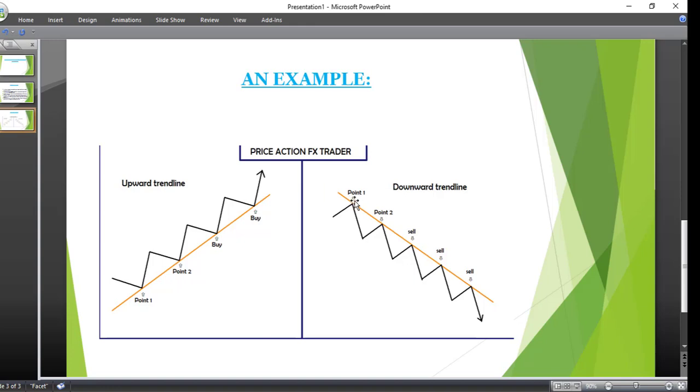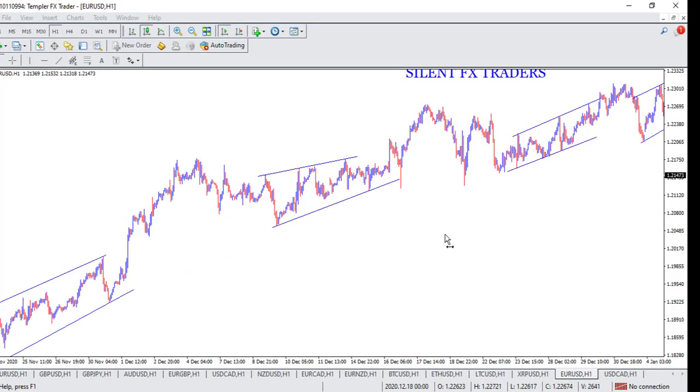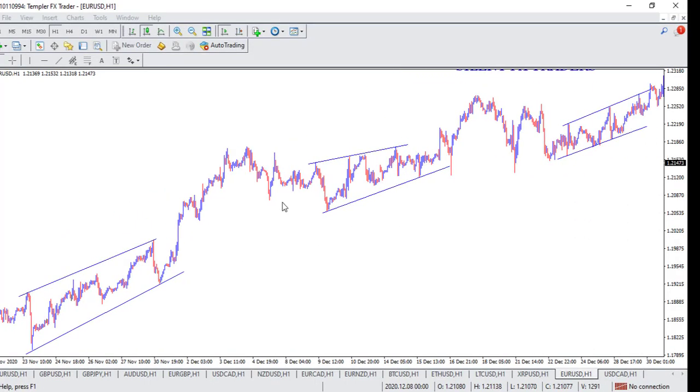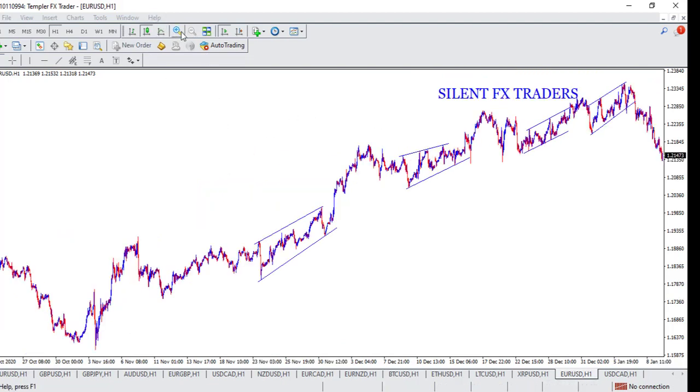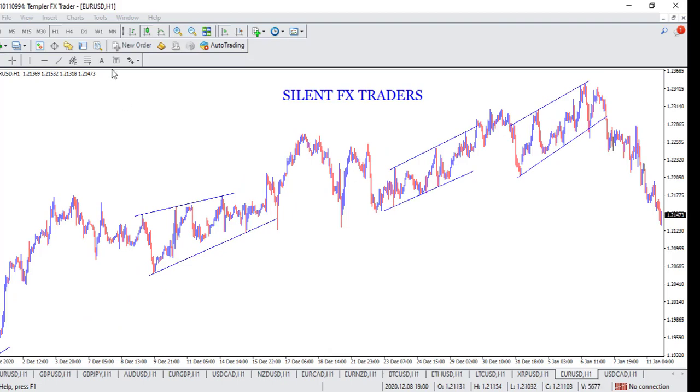Now, let's jump into our charts to get more information on how to trade. I'm focusing on the pair Gold Euro USD.